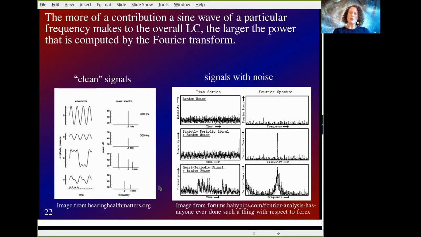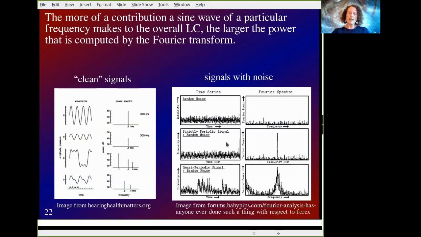But of course we know that real-life data have noise, and so you'll have noise in your light curve as well. This is showing the Fourier transforms on the right of things with noise. This top one just shows random noise. There is no signal, and the Fourier power spectrum of random noise is basically random noise. There's nothing there.